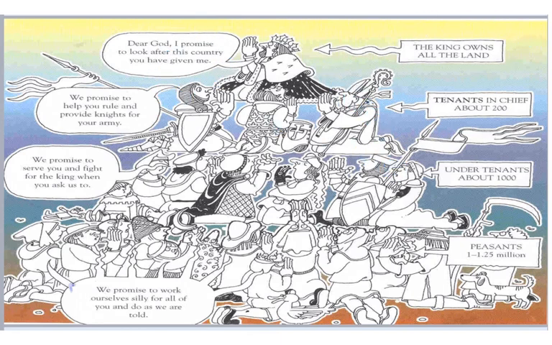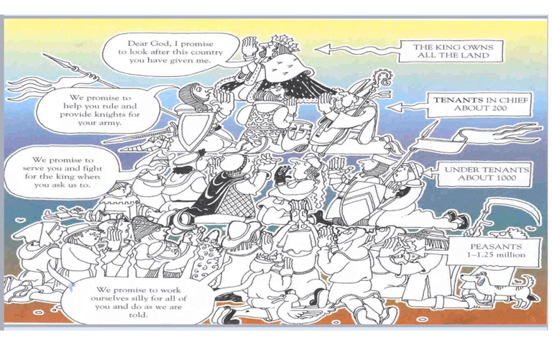Underneath him are the tenants-in-chief. You've got a bishop and you've got a baron and like really fancy guys. And there's about 200 of them in the country. We promise to help you rule and provide knights for your army, is what they're saying. Under that, you've got your under-tenants or your knights. Under-tenants are also knights. We promise to serve you and fight for the king when you ask us.